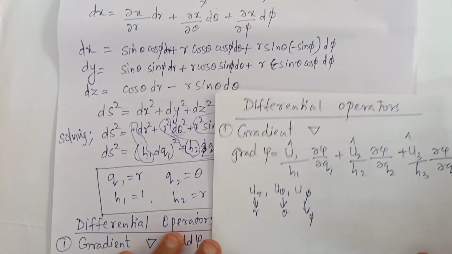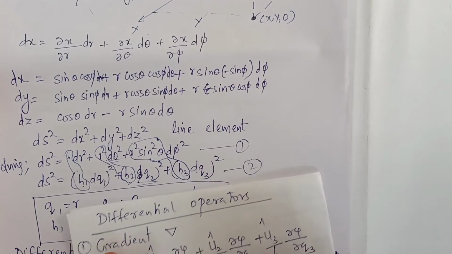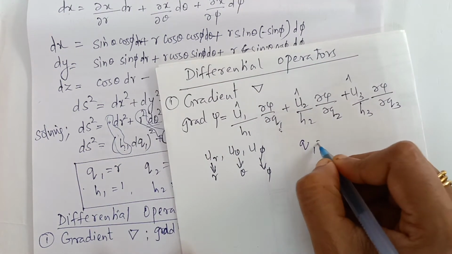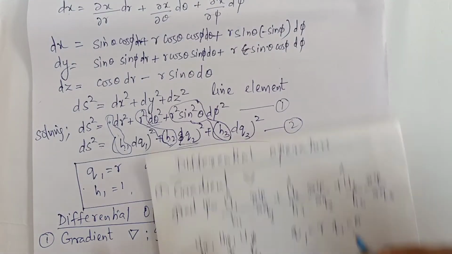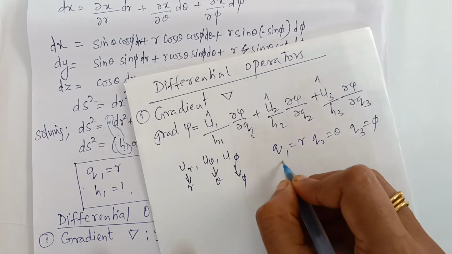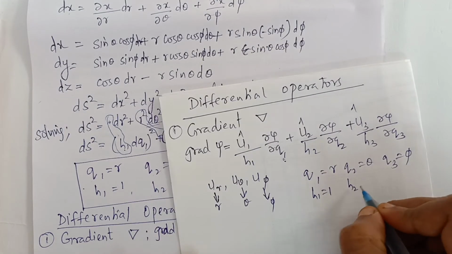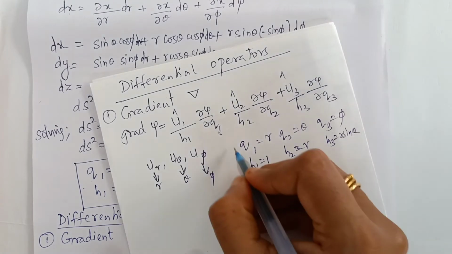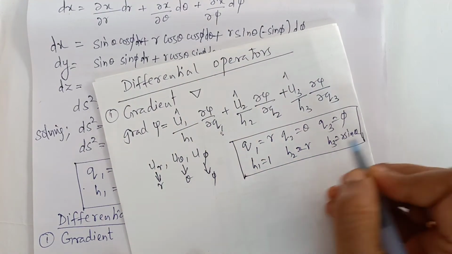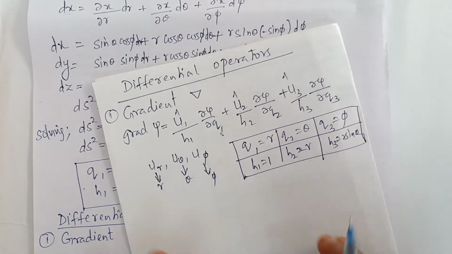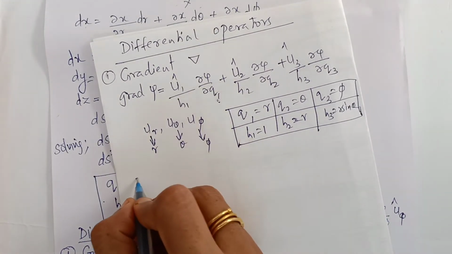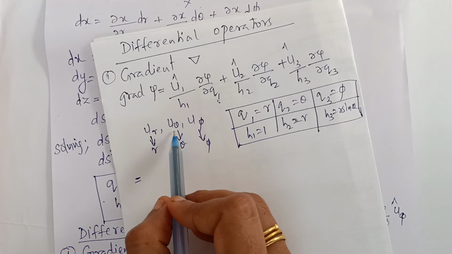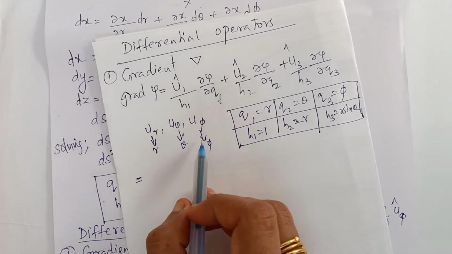When we are substituting these values, I'll write the values: q1 is equal to r, q2 is equal to theta and q3 is equal to phi. h1 is equal to 1, h2 is equal to r and h3 is equal to r sine theta. We are going to substitute these values in the above equation. Instead of u1 we are having u_r, instead of u2 we are having u theta and instead of u3 we are having u phi. So how can we substitute?